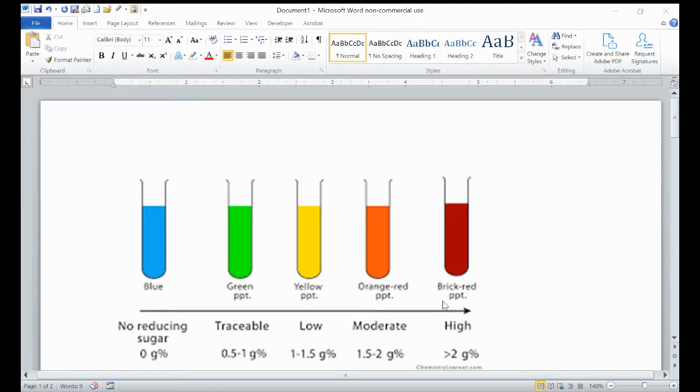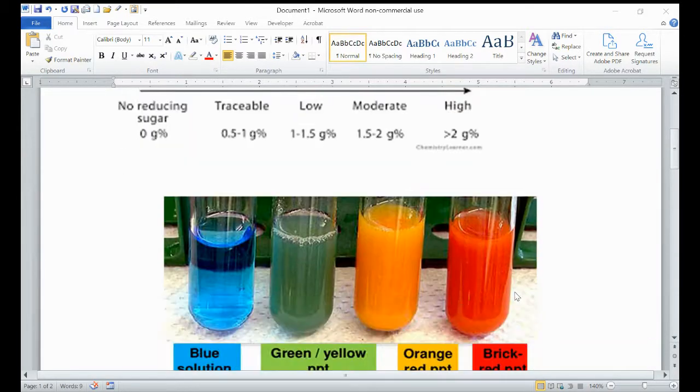This is a low amount, between 1 and 1.5%, up to 2%. And then finally, up here we have the dark red color, and that tells me that we have more than 2% of a reducing sugar present. Now remember that monosaccharides are all reducing, some disaccharides are reducing, and most polysaccharides are not reducing. So let's go down here.